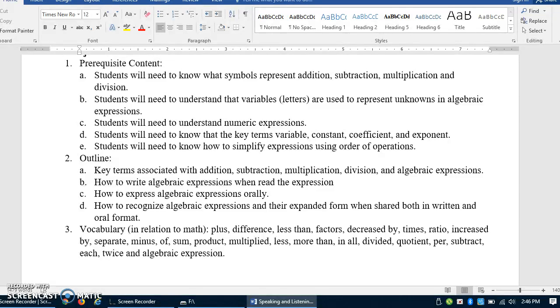Here is a quick outline of the whole lesson. We're going to first learn key terms associated with our 4 operations and key terms of algebraic expressions. We'll learn how to write expressions when given the expression orally, how to express algebraic expressions orally, so how to read them. Well, I would say them, not read them. In math, we say things. And we'll learn how to recognize algebraic expressions in expanded form when shared in both written and oral formats.